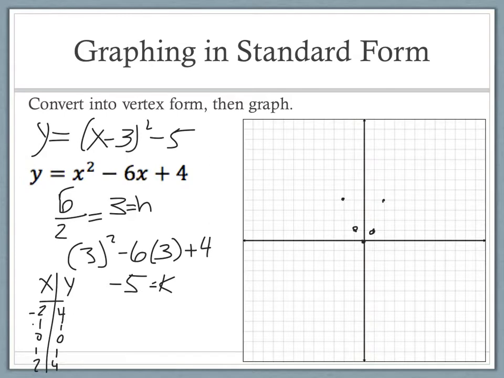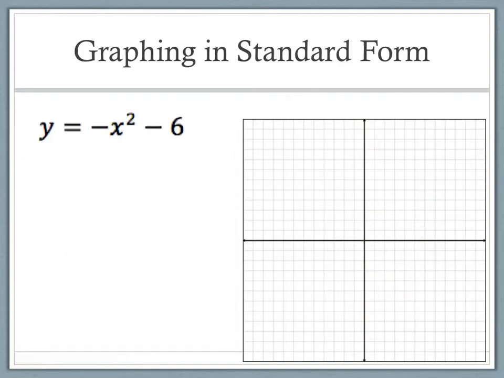But now I need to shift them. The minus 3 tells me that I'm going to the right 3, and then I'm going down 5. So I'm going to shift all my points to the right 3, down 5. Okay, so I shifted my points. Now I'm going to graph my parabola, and that's my answer. Go ahead and pause it and make sure that you shift those points to the right 3, down 5.